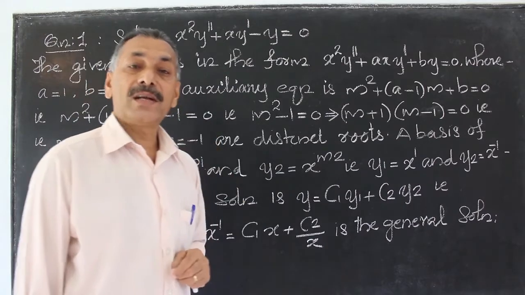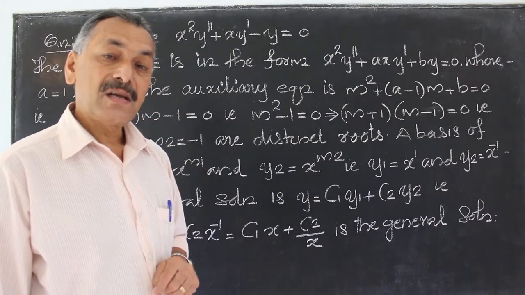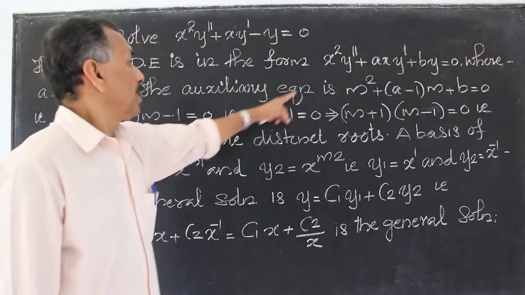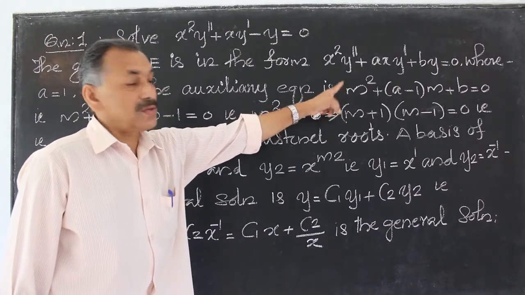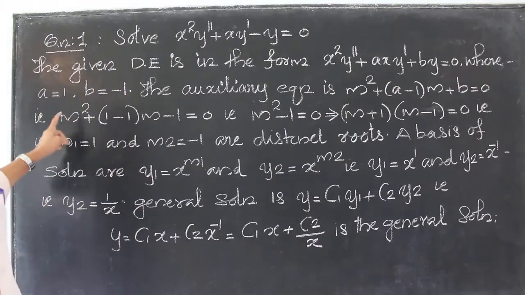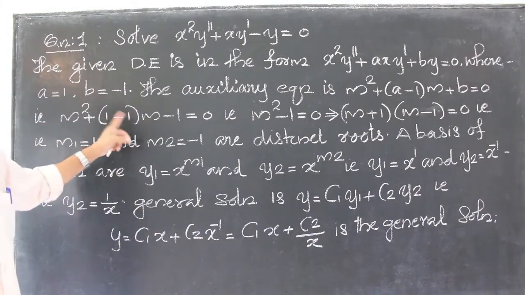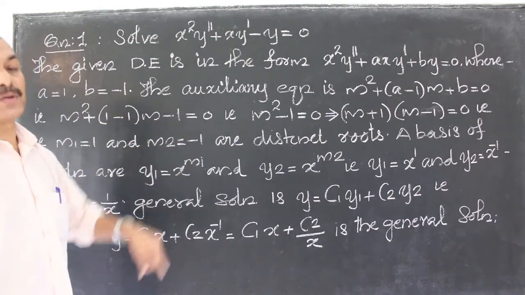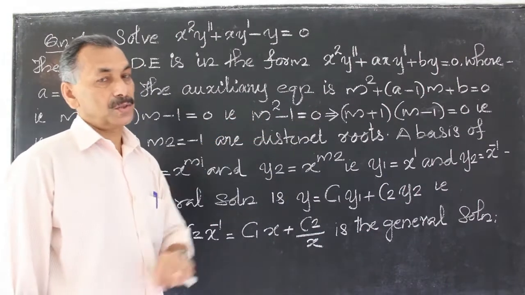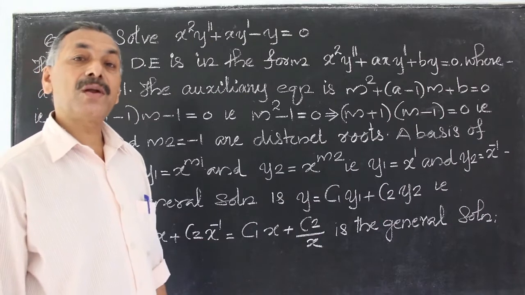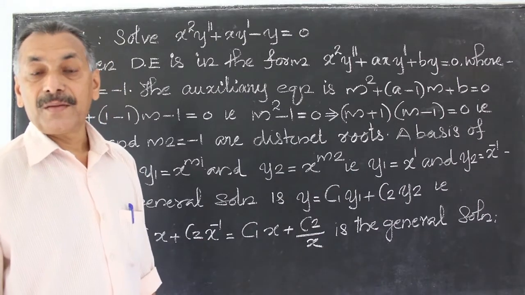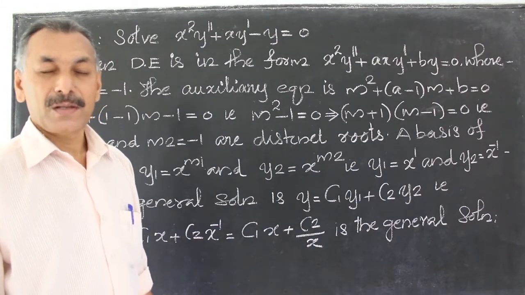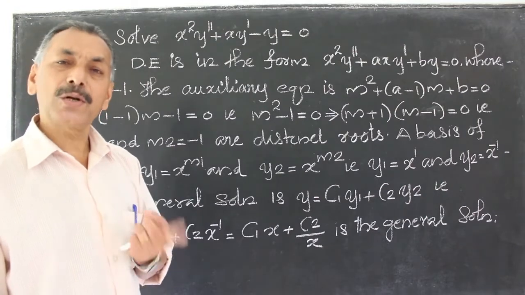Then with a and b, what is the characteristic equation or auxiliary equation? The auxiliary equation is m square plus (a minus 1) into m plus b is equal to 0. That is m square plus (1 minus 1) into m minus 1 is equal to 0. That is m square minus 1 is equal to 0, that is m square is equal to 1. That is m is equal to plus or minus root 1, that is minus 1 or plus 1.